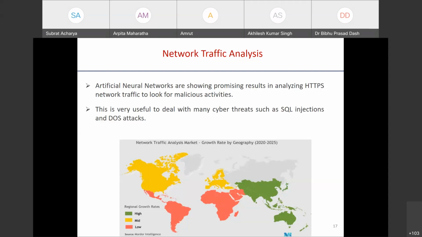Then this is very useful to deal with many cyber threats such as SQL injection and DOS attacks. And DOS, as we know, is denial of service. So when denial of service commands or whatever cyber threat actions happen to our website, it is very important to know from where it has originated, and whether it has happened.